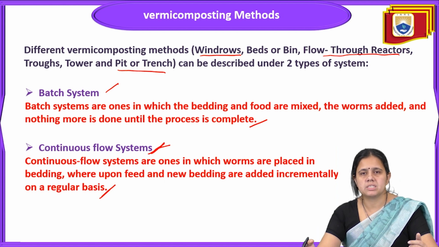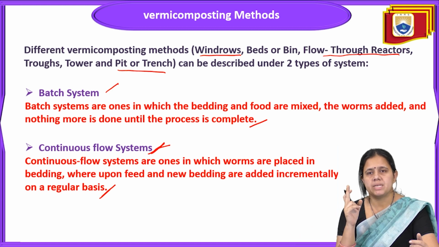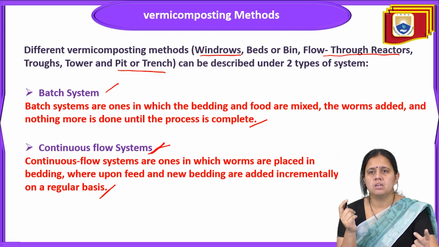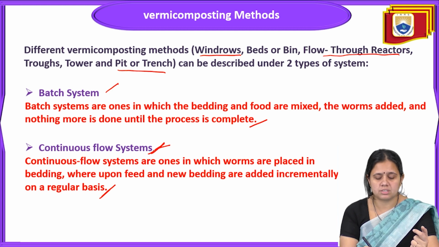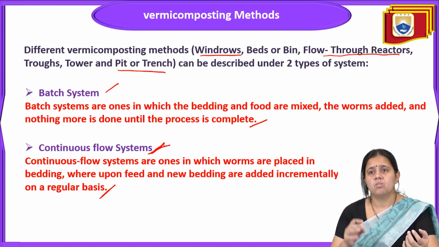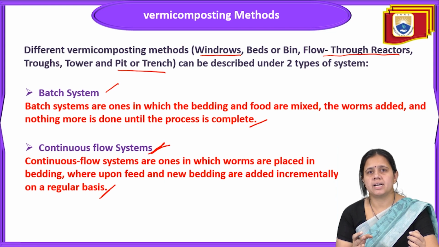On a regular basis, this continuous flow system has been added, in which the worms are placed in the bedding, and feed and new bedding are added incrementally on a regular basis. So basically two methods are there. The batch method, where bedding and food are mixed and worms are added, with no extra incremental process provided on a regular basis. Same thing is there in the continuous flow system. Here again, worms are placed in the bedding, where feed and new bedding are added incrementally on the regular basis.